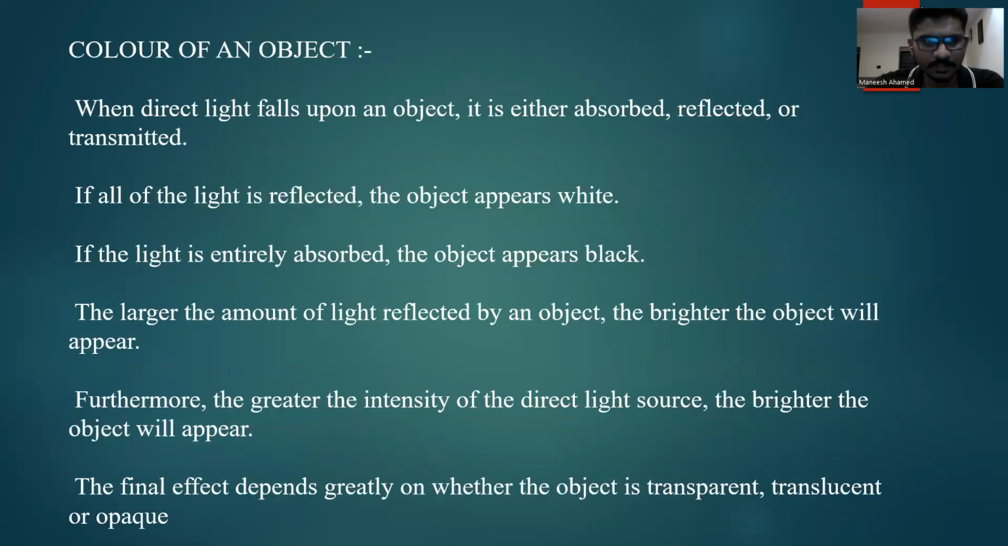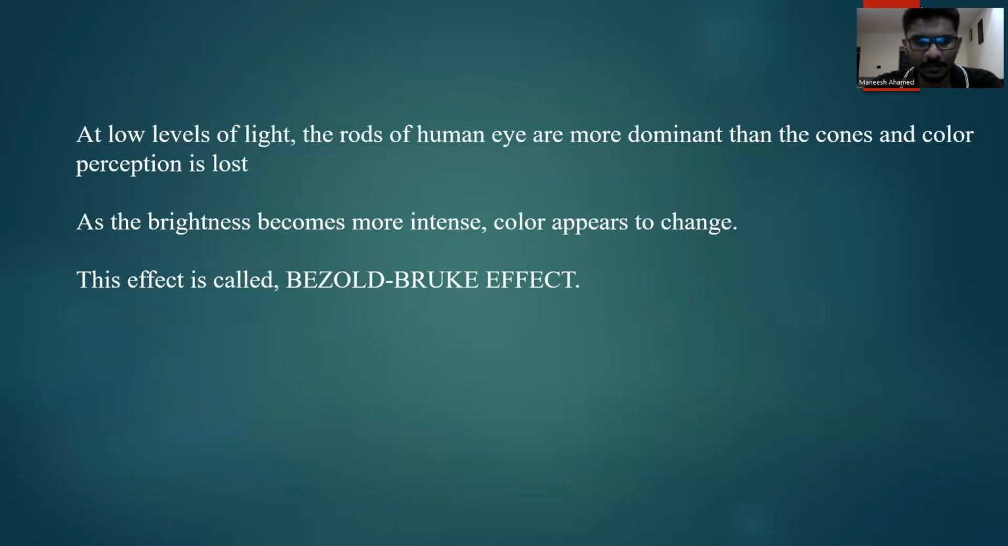So, the color of an object is perceived when direct light falls upon the object. It is either absorbed, reflected, or transmitted. If all the light is reflected, the object appears white. If the light is entirely absorbed, the object appears black. The larger the amount of light reflected by the object, the brighter the object will appear. Furthermore, the greater the intensity of the direct light source, the brighter the object will appear. The final effect depends greatly on whether the object is transparent, translucent, or opaque.